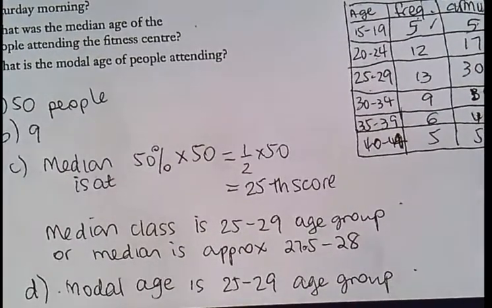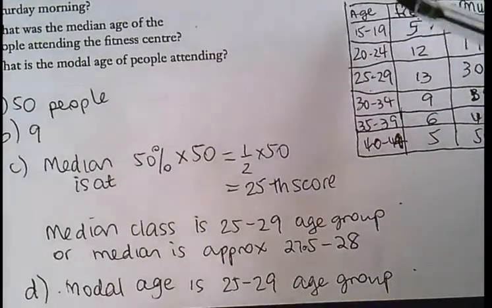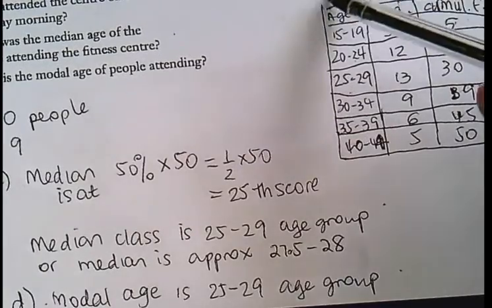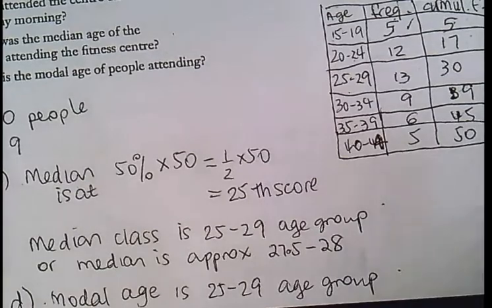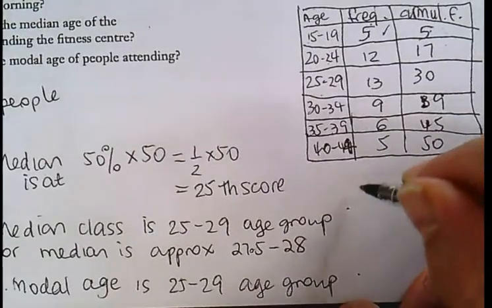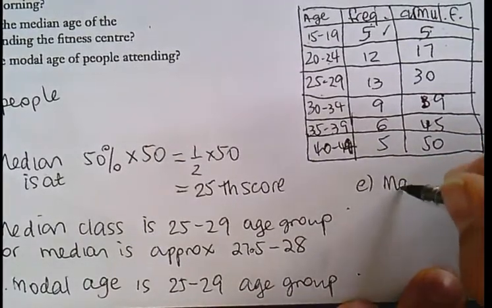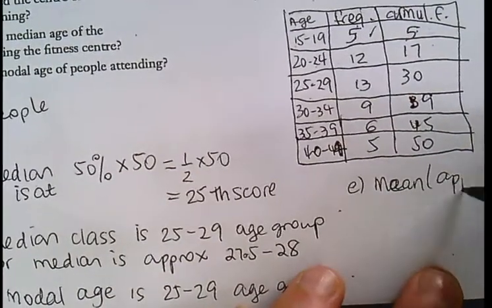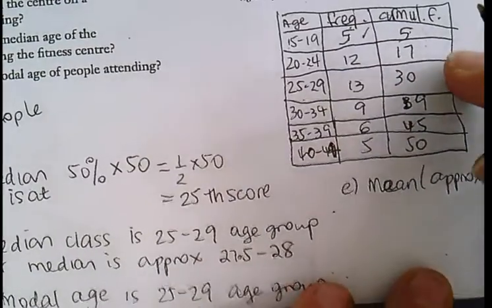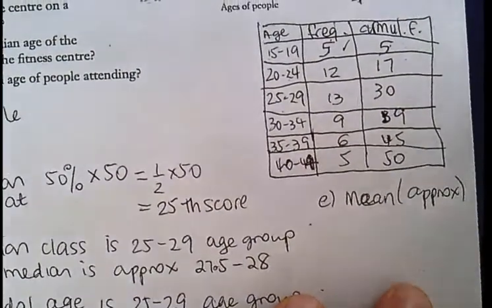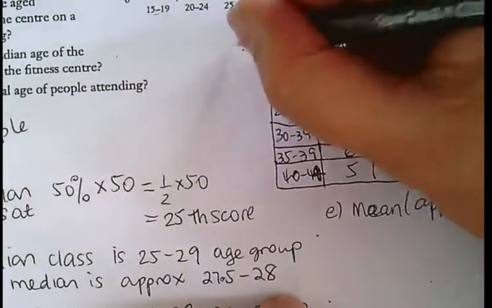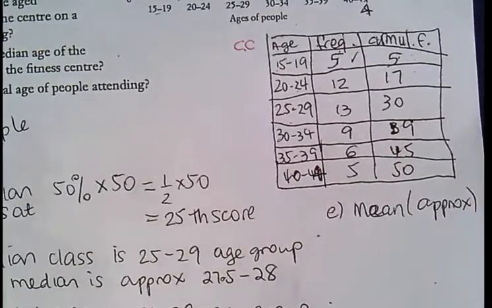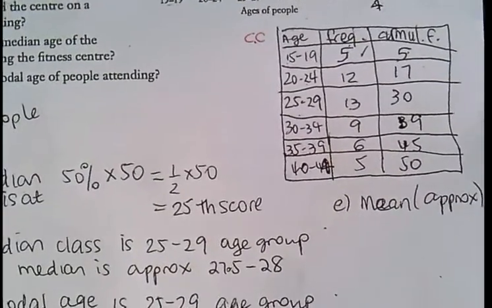Okay? You know how we have something called class center? Because we call that age a class. That's a class, 15 to 19. They call them class. So if you were asked to work out the approximate mean, and it would only be an approximate mean, you would have to do the class center. So where's that? I'm going to do it here. If I want to work out the approximate mean, I would have to use class centers.